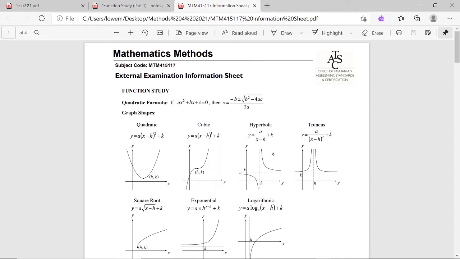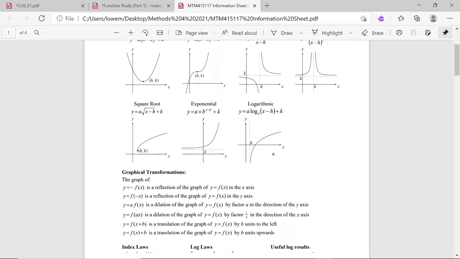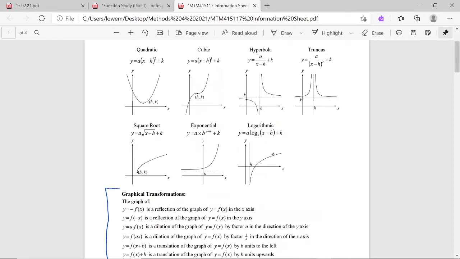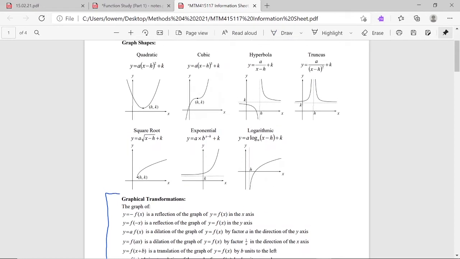So here's our information sheet, and if I just scroll through that, what we have here are the graphical transformations of these basic functions. We've looked at the quadratic, and now we're looking at the cubic. And you can see here (h, k) from our formula, our rule. (h, k) is our stationary point of inflection.